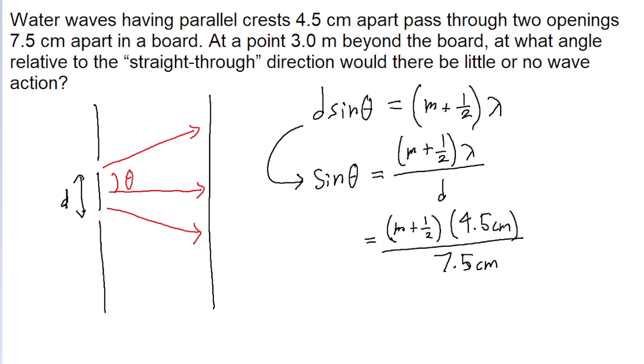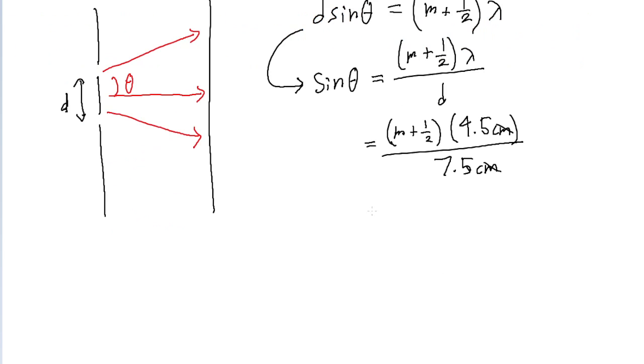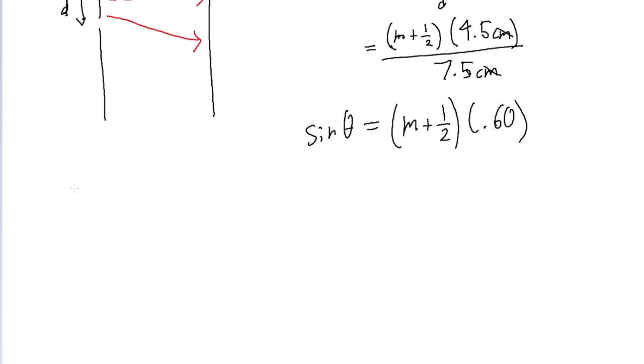You don't need to do a unit conversion to convert from centimeters into meters because there's 1 centimeter in the numerator and a centimeter in the denominator, so they just cancel out. And simplifying this, this tells us that m plus 1/2, all multiplied by 0.6, is equal to the sine of theta. And then, of course, to get the angle theta on its own, we need to do an inverse sine. So theta is equal to arc sine of m plus 1/2 multiplied by 0.6.